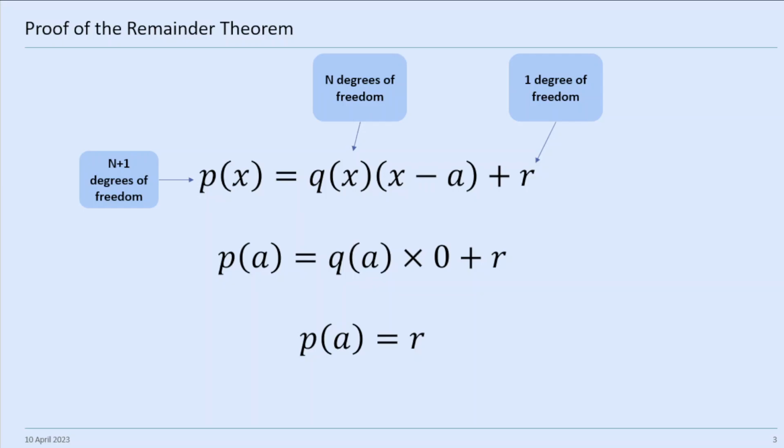But the question is, how do we know that every p of x can be written in this form as given on the right hand side? Simon's idea was, if p is a polynomial of degree n, it has n plus 1 coefficients, so n plus 1 degrees of freedom. Then you've got n in q of x and 1 in r, so you've got the same number of degrees of freedom. So you can configure the right hand side always to fit the left. And broadly speaking, that works.